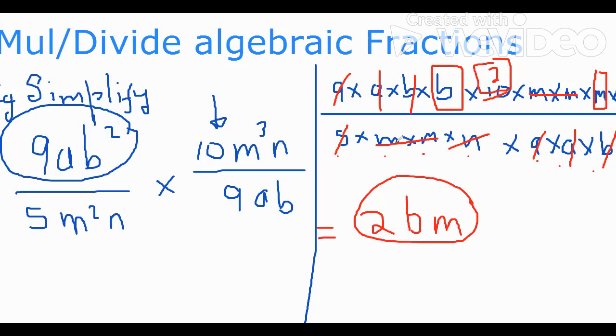Sir, could you do it like this? Like you said, 9AB squared over 5M squared N times 10M cubed N over 9AB. Could you just cancel the 9 into 9, 1, cancel out the AB, and then cancel 5 into 5, 1, 5 into 10, 2? Yeah, you could do that. Okay. But I like doing it this way.